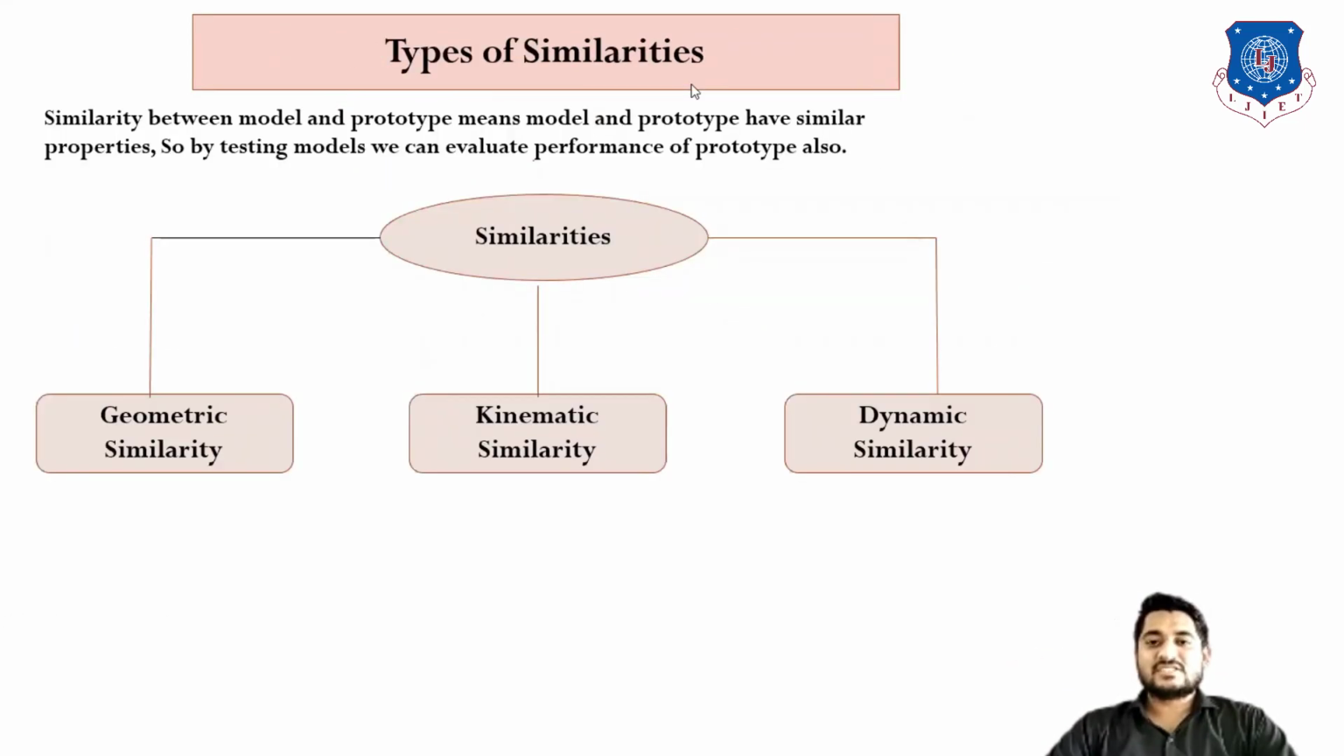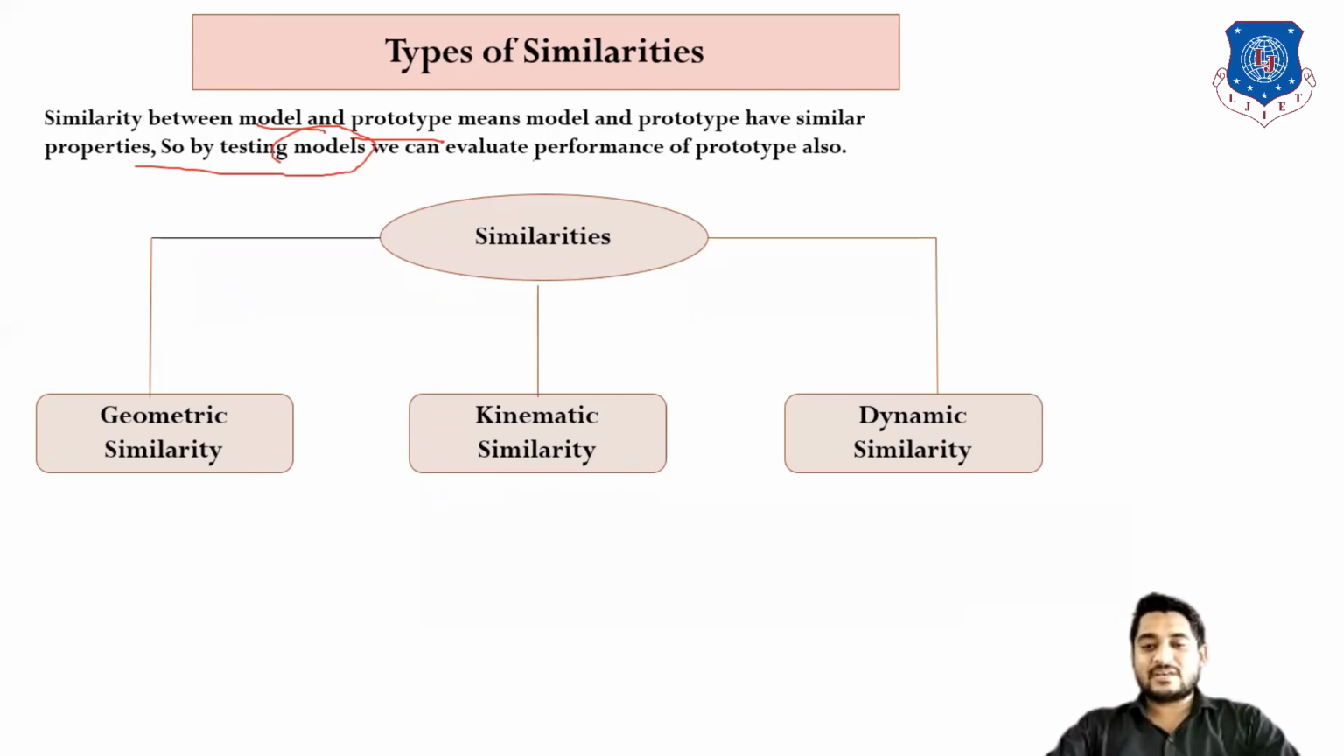Now let us understand various types of similarities. Similarity means the model and prototype have similar properties. By testing models, we can evaluate the prototype also. That is known as similarity. Clear? So first we have to do testing on the model. If the model and prototype are in similarity, then all the forces and values applicable to the model are also applicable to the prototype. That is called similarity.